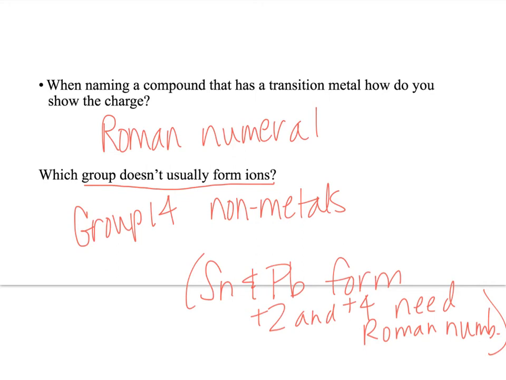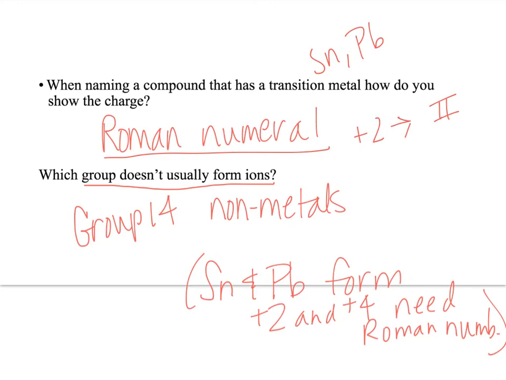Next question is, when naming a compound that has a transition metal, I would also add tin or lead because they also have multiple charges. We show that charge by using a Roman numeral. So if it was a +2, we would show that as Roman numeral 2.